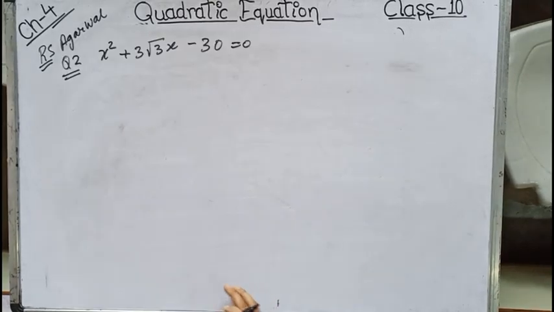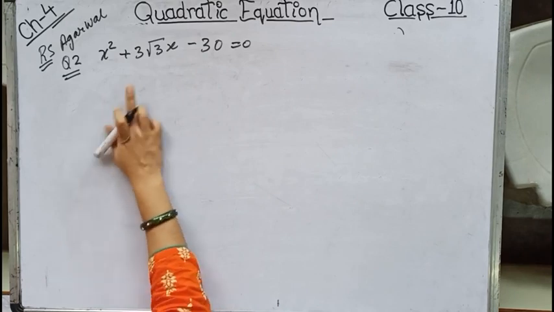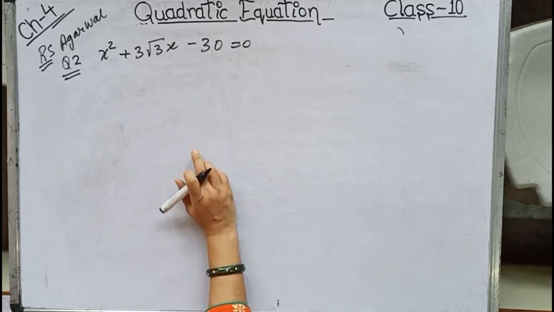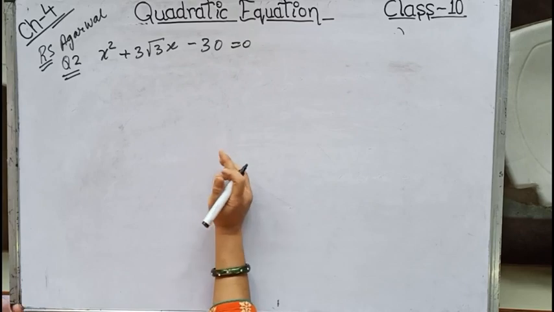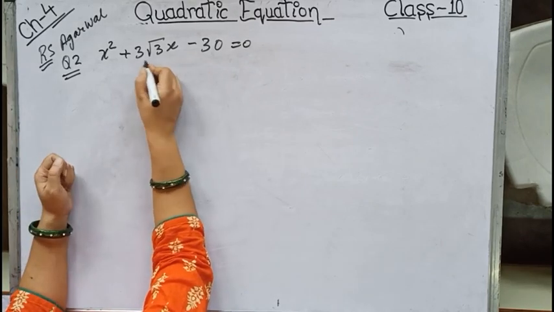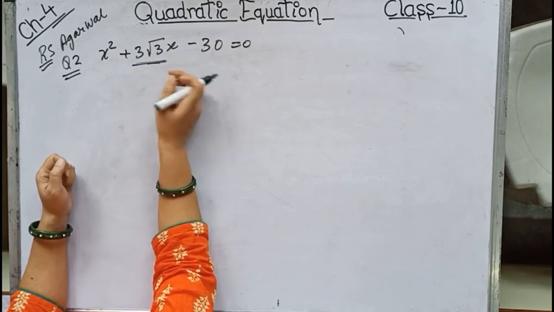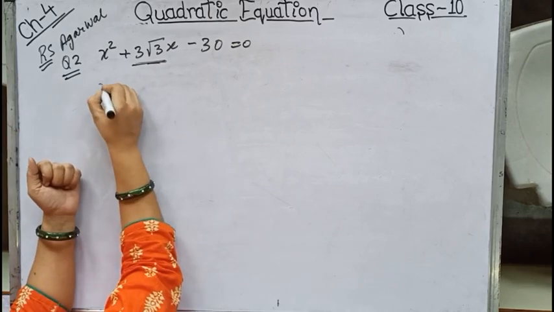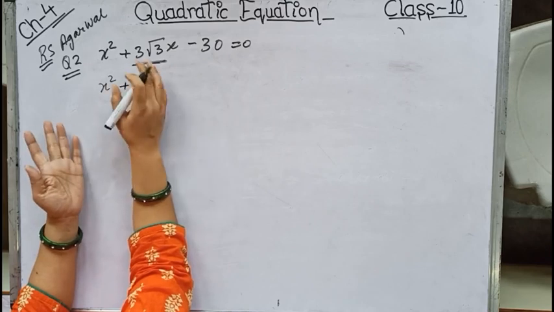The next sum which I have taken is: solve for x, x square plus 3 root 3 x minus 30. It is also from the exercise, question number 30 of R.S. Aggarwal. In your book you can find which question it is. I am just solving all types of questions. Now in this sum the root is in the middle term. So whenever we solve such a question, I suggest the students follow this method, though you can follow the other method of splitting, whatever you are confident with.